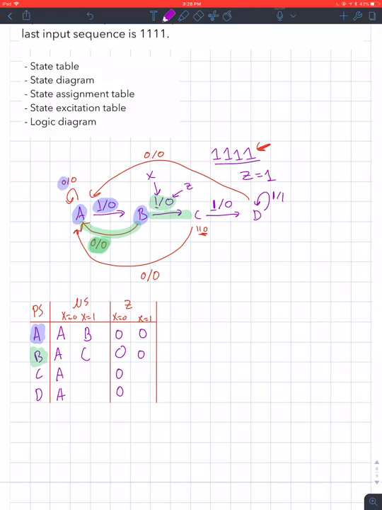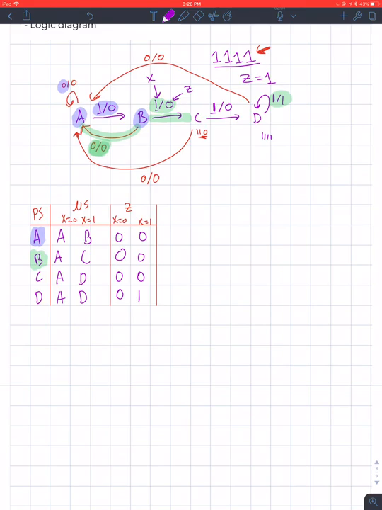Now when X equals 1, C goes to D, and D goes to itself. The output here is also 0, and for D the output is 1. This is the only time the output is 1, when D goes to itself, because that's when we get our 1, 1, 1, 1. Okay, so now we have to convert this to binary before we can get any equations for our K-map.